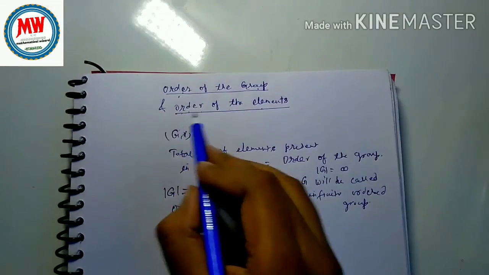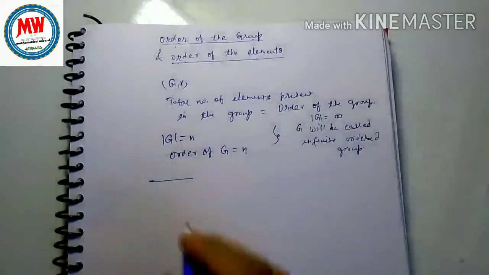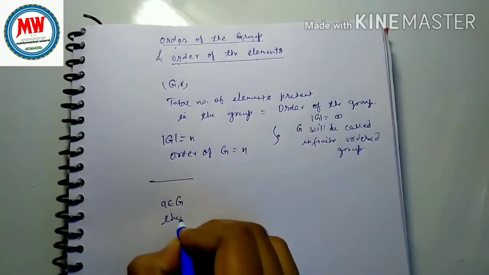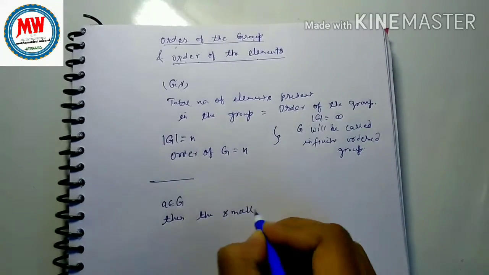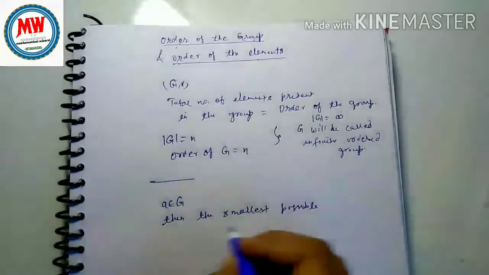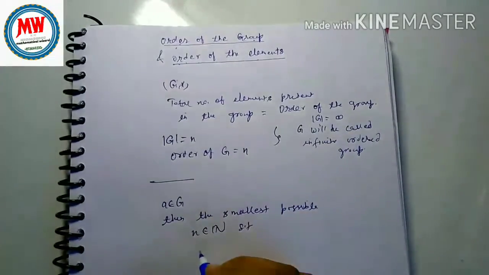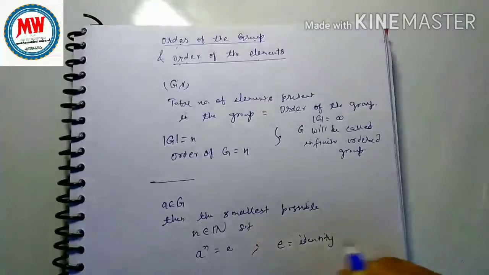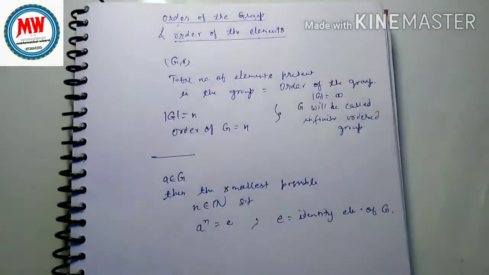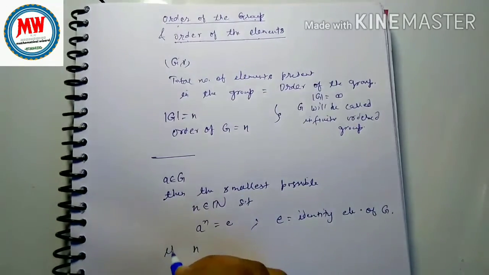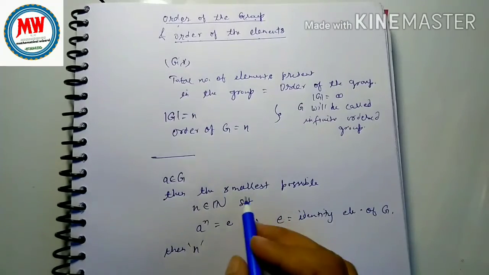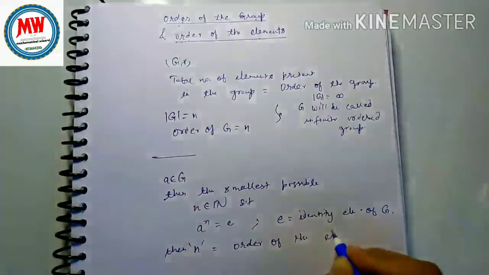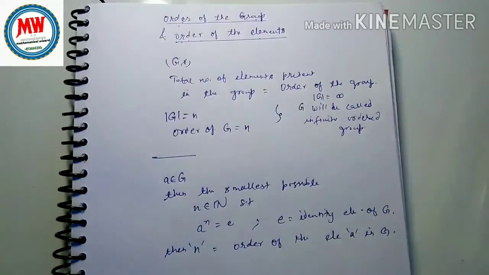Now we will come to order of the elements. Let A be any element from this group G, then the smallest possible natural number n such that A raised to the power n is equal to E, where E is the identity element from the group G, then this natural number n, which is the smallest possible n, is called the order of the element A in the group G.